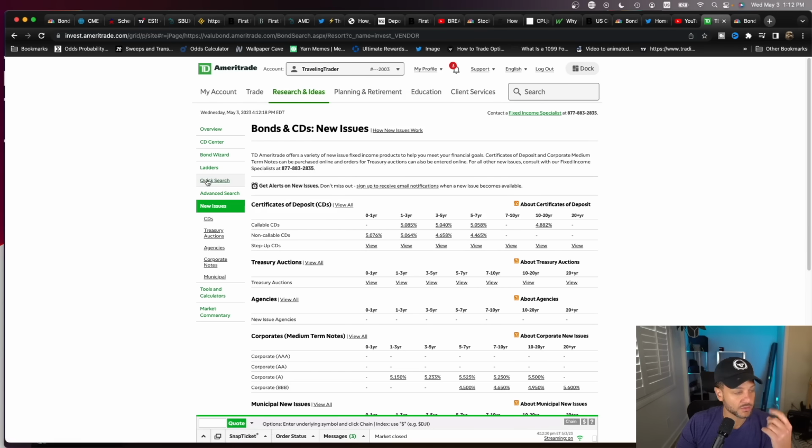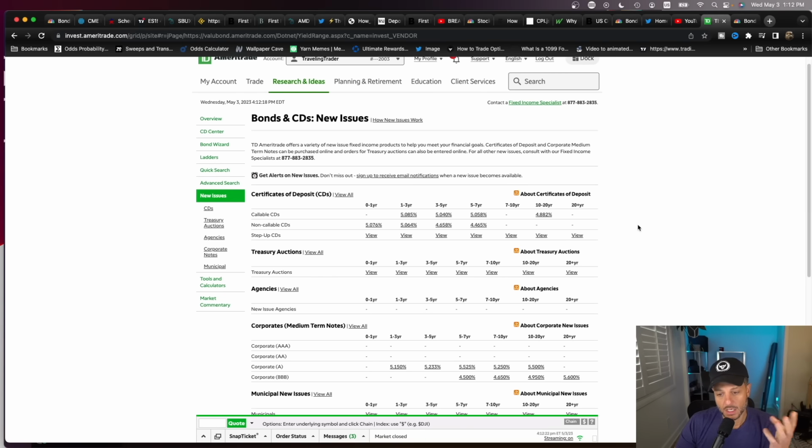Now, remember I told you that there are two kinds or two methods of buying treasuries. You have treasury auctions, which are new issues. In this case, I know the 4-week treasuries are auctioned off every Thursday. It's going to be different for different durations.